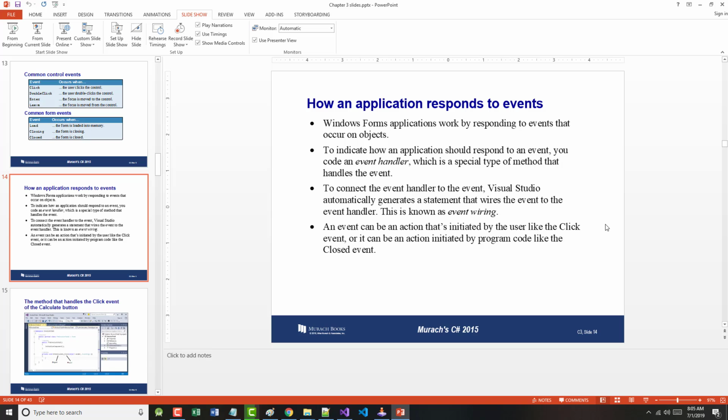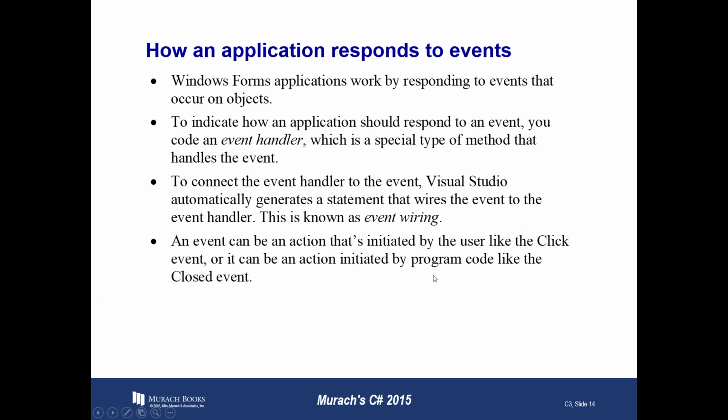All right. How an application responds to events. All right, let's make this a little bigger, so we'll start running this again. There we go. Windows form applications work by responding to events that occur on objects, like clicking a button. But that button will only actually do something if we put some code with it. This is known as event wiring, because we're writing one or more lines of code to wire the event up to the way we want to handle it.